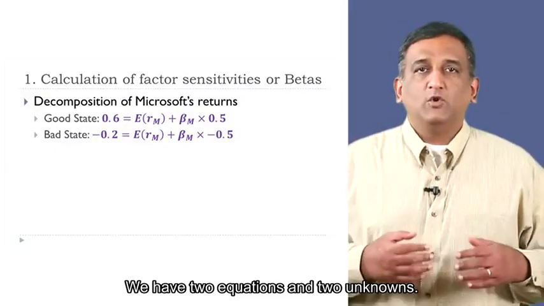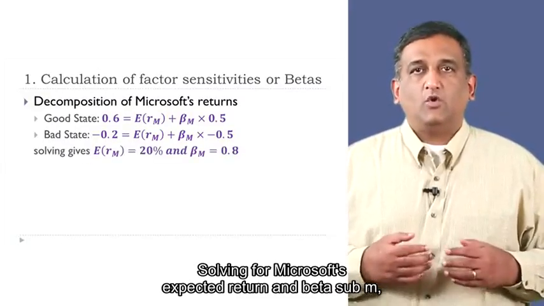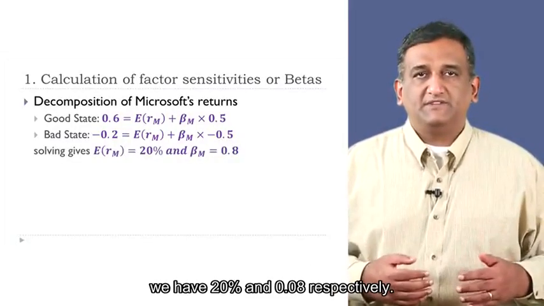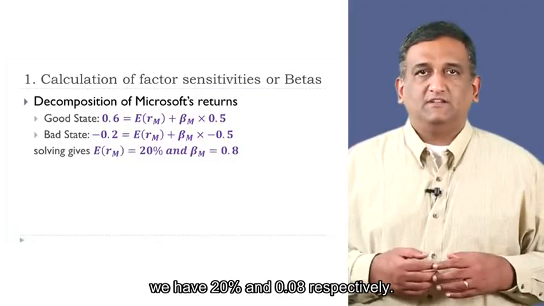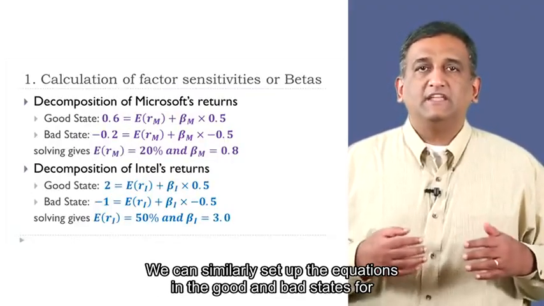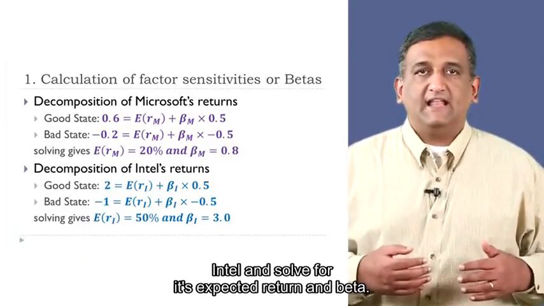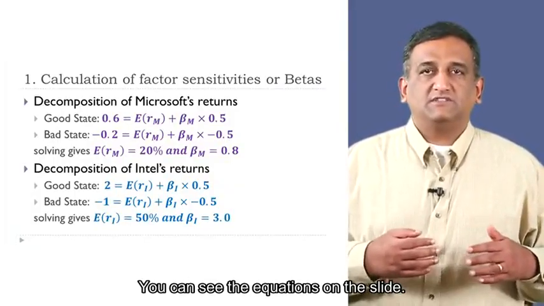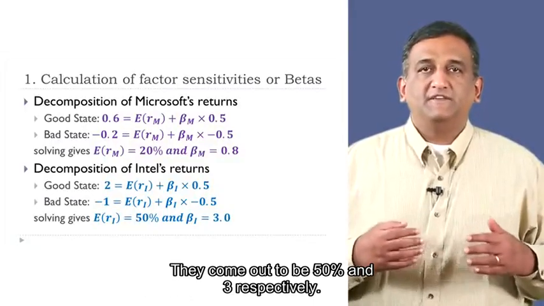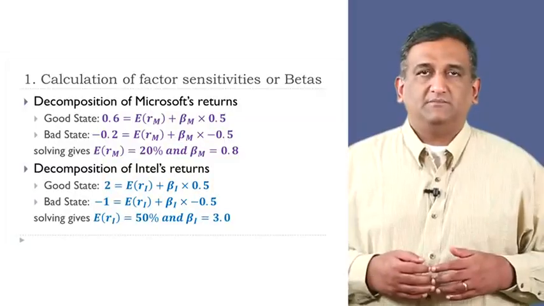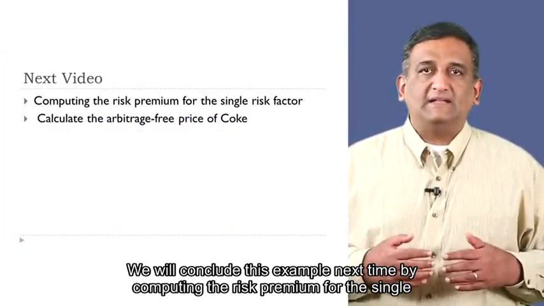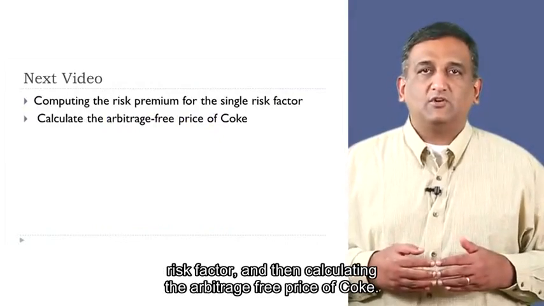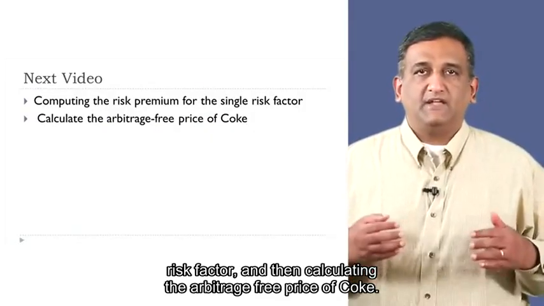We have 2 equations in 2 unknowns. Solving for Microsoft's expected return and beta sub m, we have 20% and 0.8 respectively. We can similarly set up the equations in the good and bad states for Intel and solve for its expected return and beta. You can see the equations on the slide. They come out to be 50% and 3 respectively. We will conclude this example next time by computing the risk premium for the single risk factor and then calculating the arbitrage-free price of Coke.